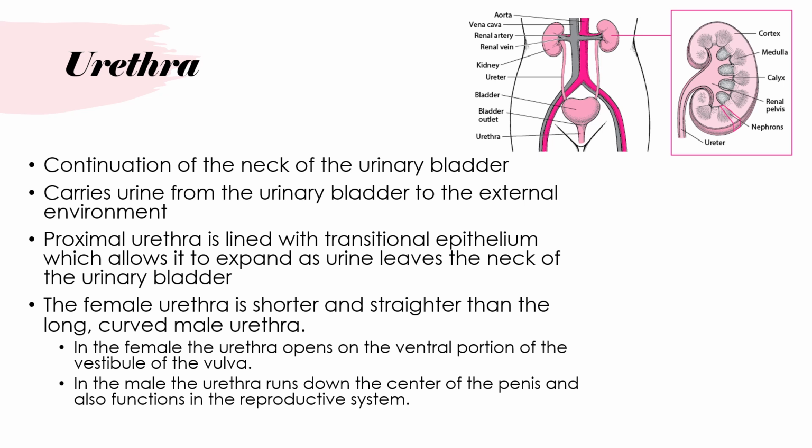Noting that the female urethra is shorter and straighter than the long, curved male urethra, that curvature can anatomically cause a lot of issues in relation to crystals and mineralization, and is one of the components of why male cats are so prone to urinary blockages.